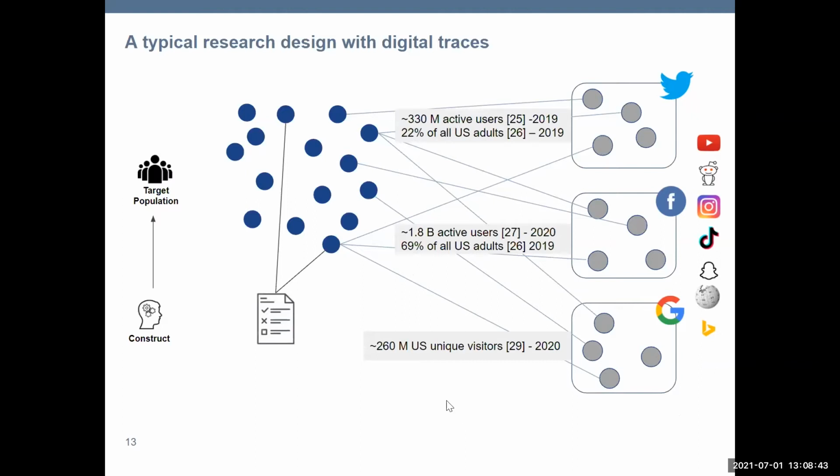So here are the numbers for the US because it's the most complete. 22% of all US adults use Twitter, 69% of all US adults use Facebook, and we have around 260 million unique video visitors, at least in the US, per month on Google. So it's not unlikely that the coverage is actually not that bad. That is not a completely outlandish idea to have, right? Also, we of course might have to concede that in Germany or in Europe, this is usually a little bit lower.